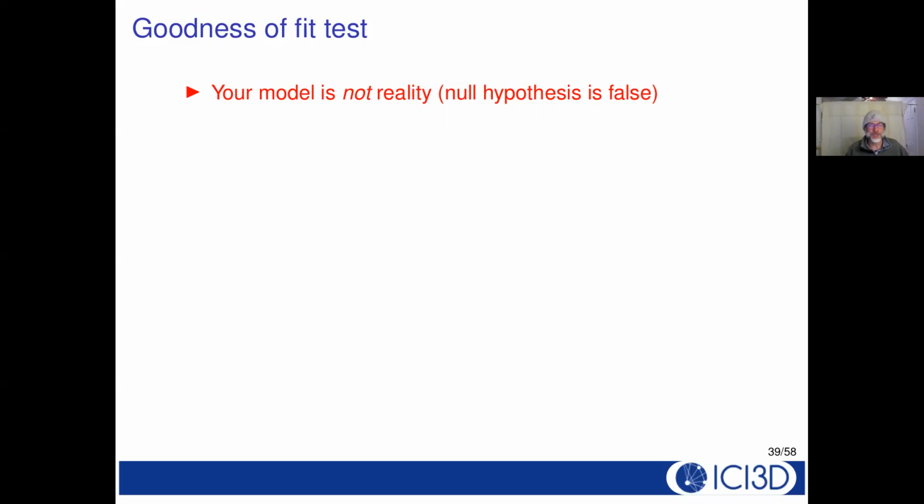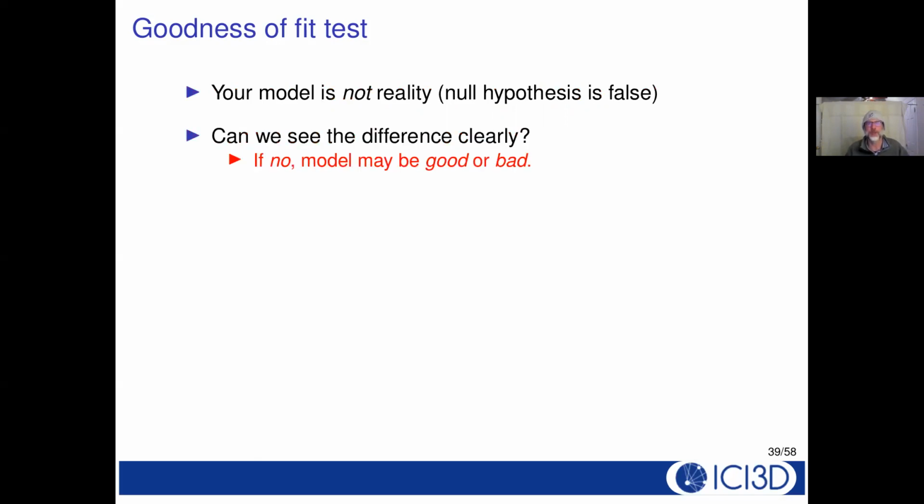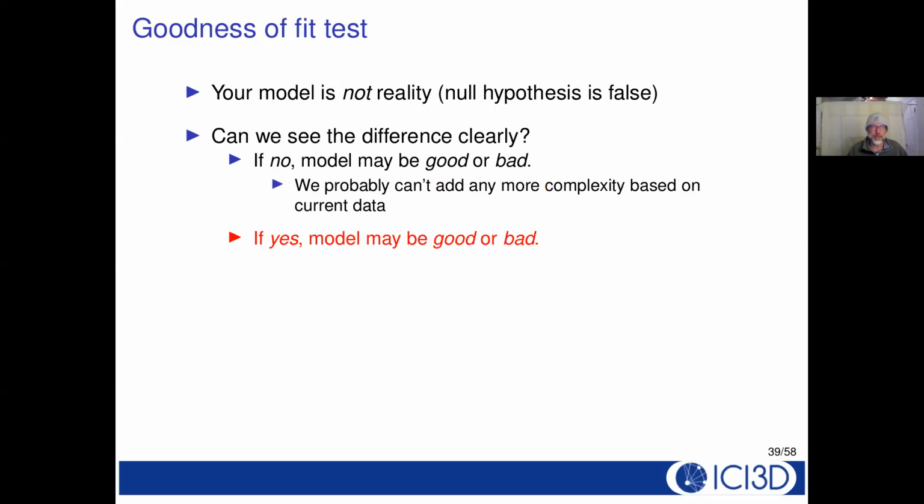Going back to the goodness of fit test, your model is not reality. You already know the null hypothesis is false. So all the goodness of fit test is telling you is whether you can see the difference clearly. If you can't clearly see the difference between your model and the data, your model may be good or it may be bad, but we probably can't add any more complexity to the model based on the current data because there's nothing left in the current data for us to reliably explain.